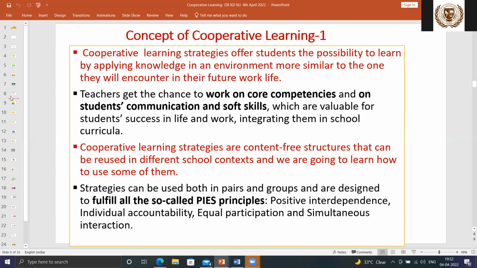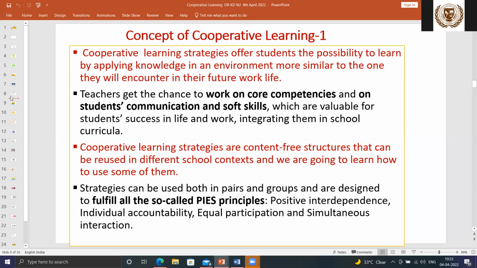Concept of cooperative learning. Number one, cooperative learning strategies offer students the possibility to learn by applying knowledge in an environment more similar to the one they will encounter in their future work life. Teachers get the chance to work on core competency and on students' communication and soft skills, which are valuable for students' success in life and work, integrating them in the school curriculum.